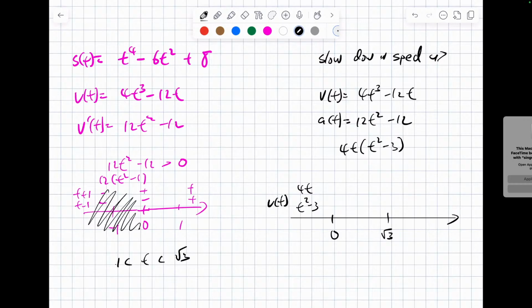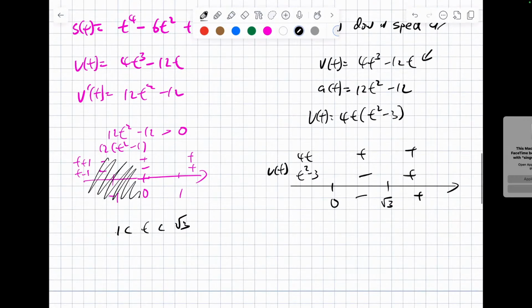Square root of 3. Factor 12t squared minus 12. Yeah, I factored out 4t from here. Okay, so then I will have positive, positive, and in this part negative, positive, so it's positive, negative. Is that okay?